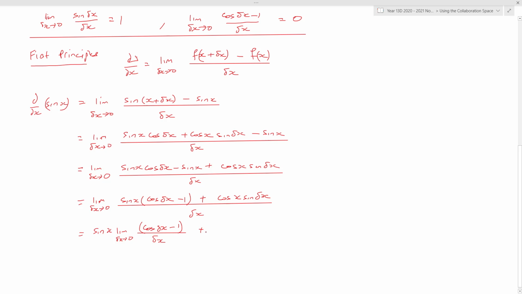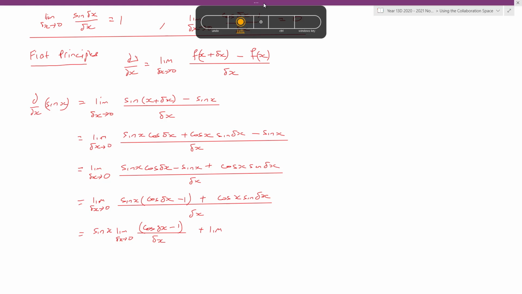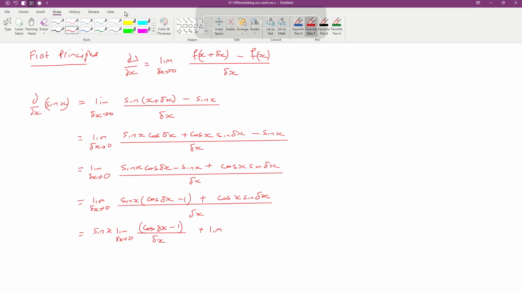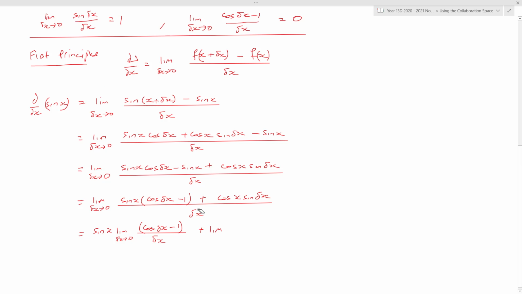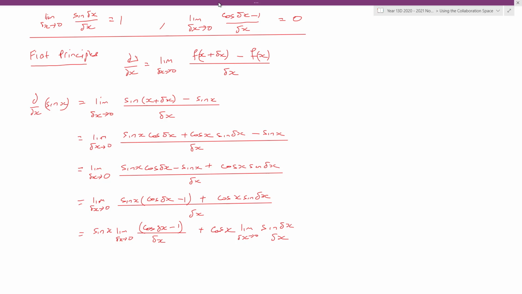plus the limit, I tell you what, we'll take the cos x out. I'll just rub that out. There you go. Let's put a cos x on the outside. So we can take the cos x out and then apply the limit to sine of delta x all over delta x. Okay.